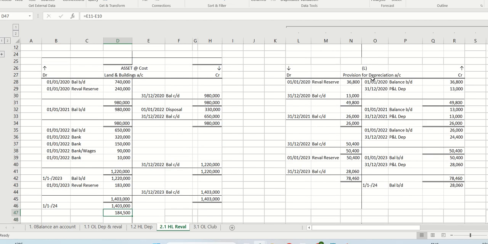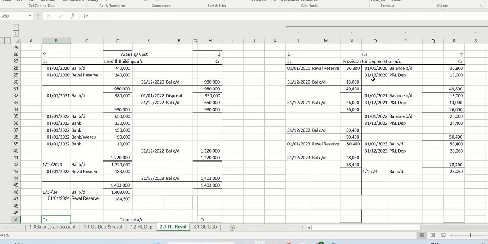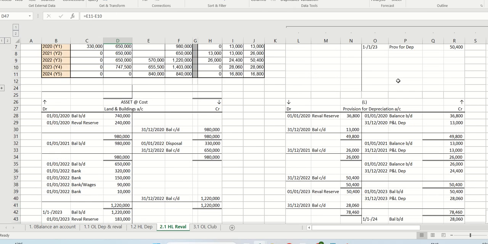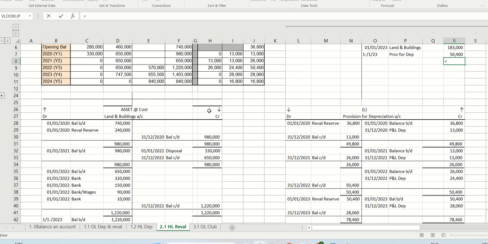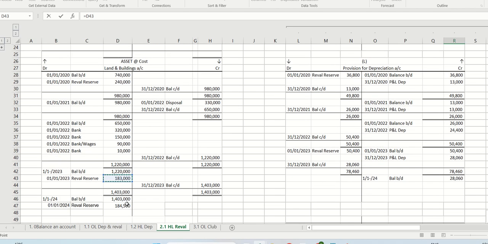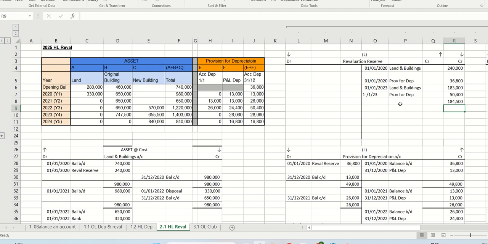So 184,500 is going to go into increase my asset revaluation reserve. So I never put in my balance there. All right, reval reserve on the 1st of the 1st, 24. So I debit my asset to increase it, 184,500, and I'm going to credit my revaluation reserve account for 184,500. Okay, so that's land and buildings, and 1st of the 1st, 24.